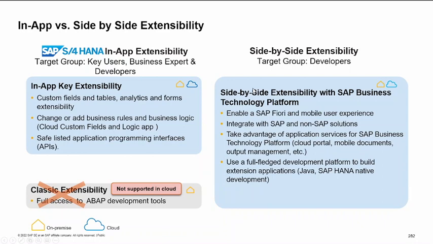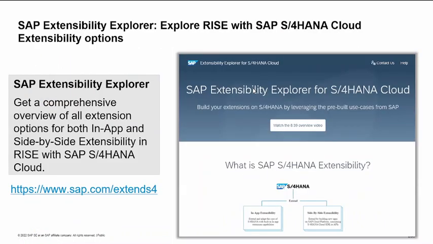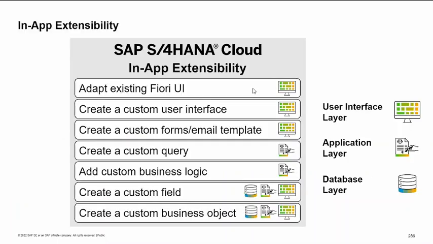Side-by-side extensibility in the business technology platform. Very important, and you can integrate this into your SAP S/4HANA Cloud system, the so-called SAP Extensibility Explorer, where you get an overview of all extension options for in-app or side-by-side possibilities in SAP S/4HANA Cloud. I have put the link here, and there is also the possibility to integrate this link into your HANA Cloud system. I will show this in a minute.